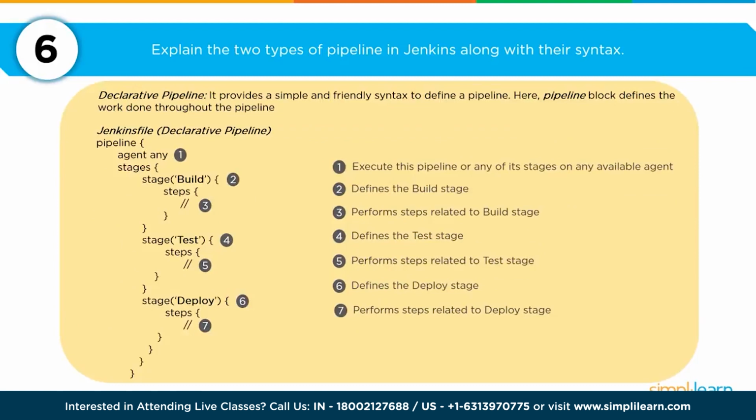The second type of Jenkins pipeline is a declarative pipeline. A declarative pipeline provides a simple and friendly syntax to define what the pipeline should look like. And then you can, at this point, use an example to break out how blocks are used to define the work completed in a declarative pipeline.